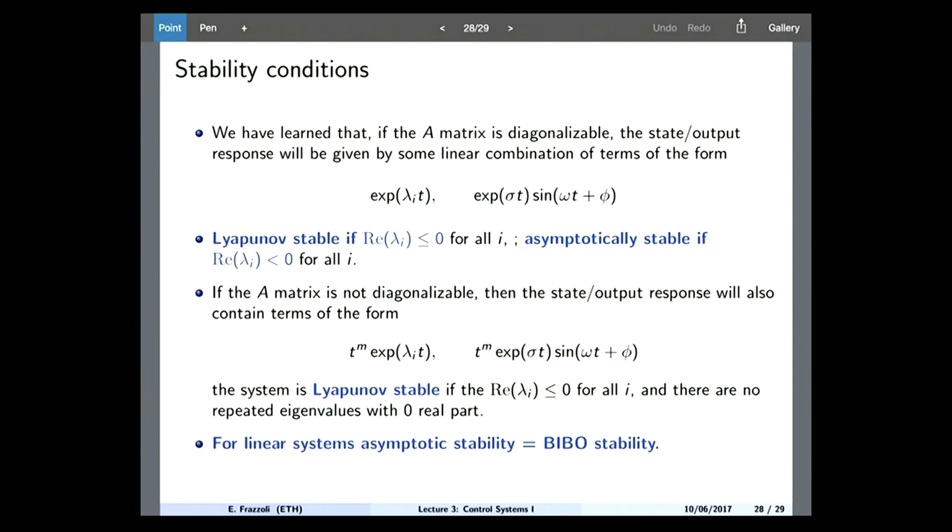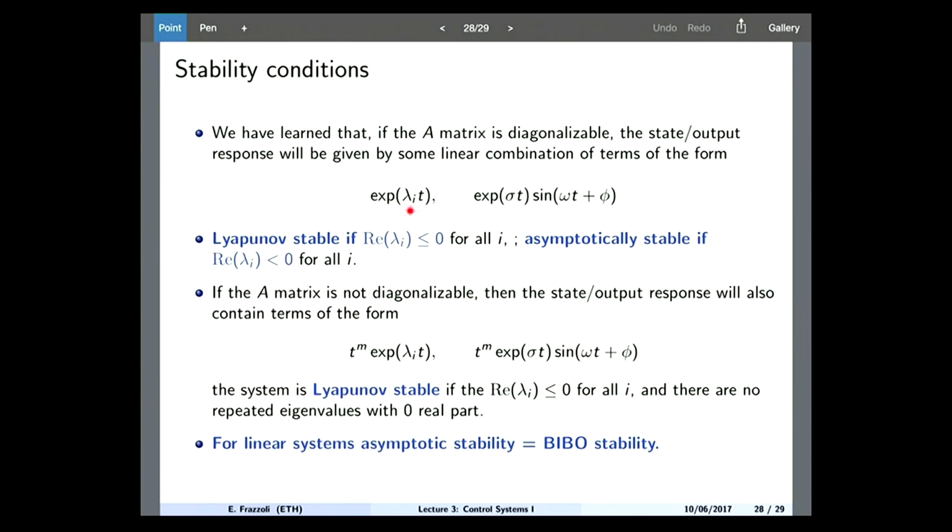What we know is that the response of a system will be given, assuming for now that the system is diagonalizable, by a linear combination of terms of the form e^(λ_i t), or terms of the form e^(σt) times the sine of something. Now, the sine of something is always bounded between -1 and 1, so it doesn't really matter. So under what condition will these terms eventually go to 0, or remain bounded?